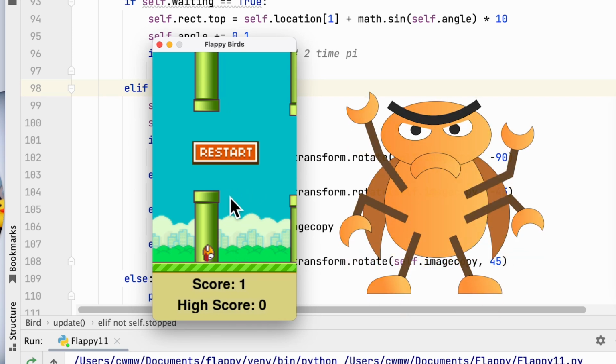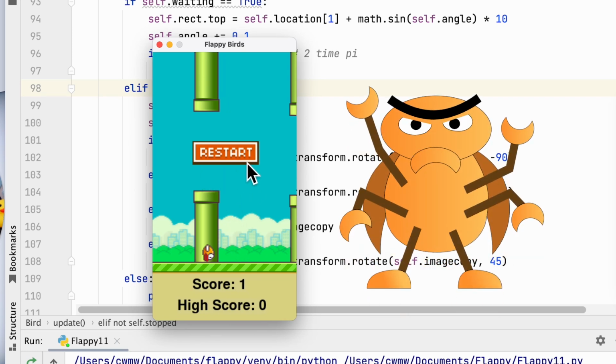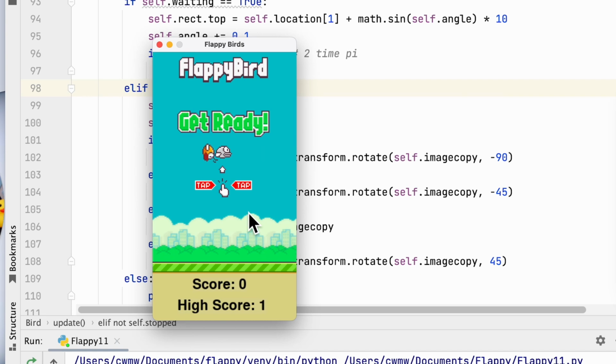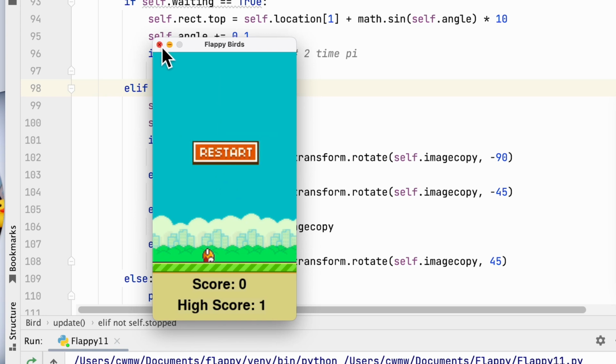Now, I do have a bit of a bug here that I noticed. When I click on restart, see how my bird is at this minus 90 degrees here? That's not real good. That just doesn't look pretty. So let's see if we can fix that bug.